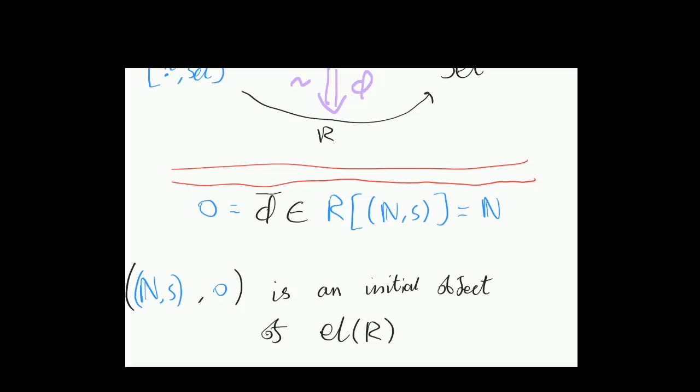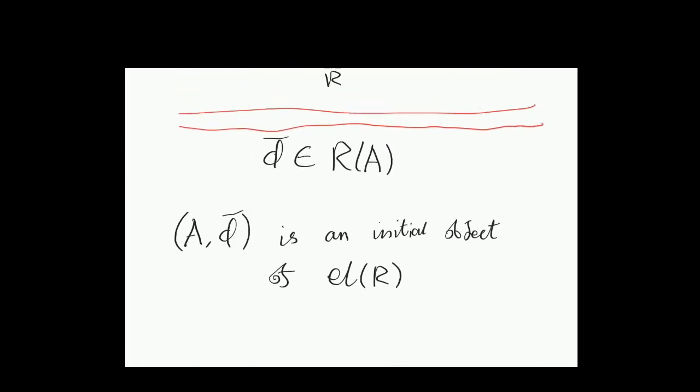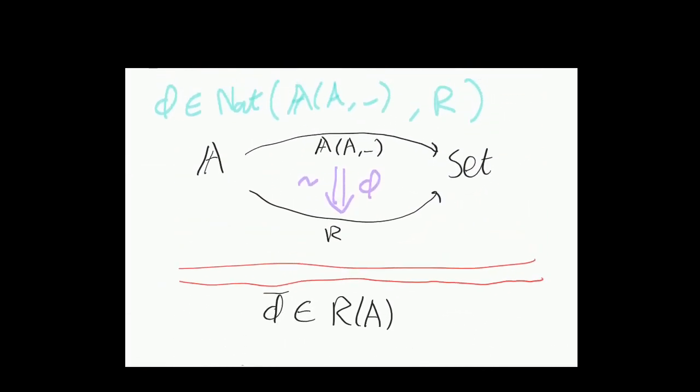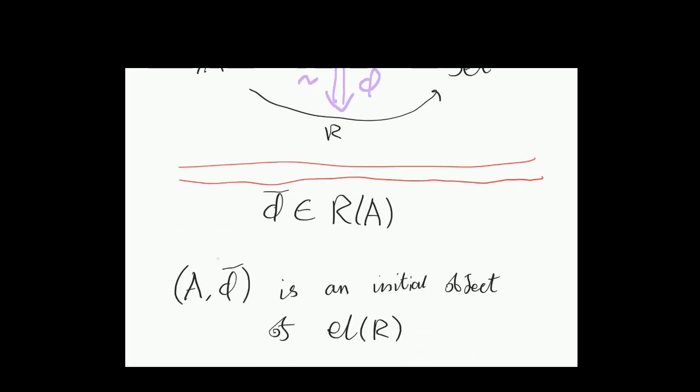And in fact, this kind of stuff works more generally. If we have a representable functor R from script A to Set, and we find the element corresponding to that under the Yoneda lemma, then it turns out that in general A together with that phi bar is going to be an initial object of the elements category of R. So this works generally for representable functors.